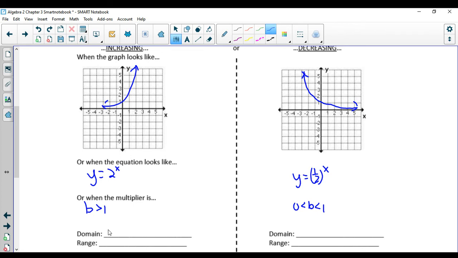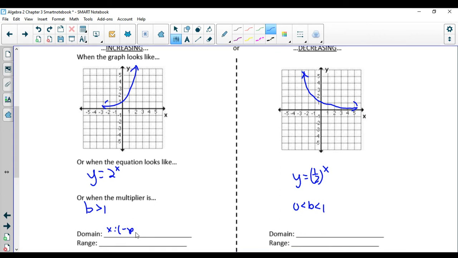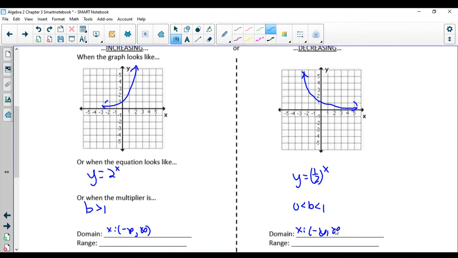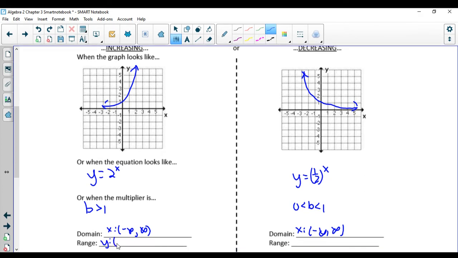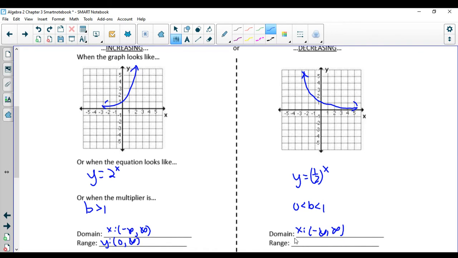Remember, all these exponentials do have the same domain and range. So our domain will be all real numbers, or negative infinity to infinity for both. And our range is the same for both. Again, our y value gets really close to 0 but never touches it. So it goes from 0 to infinity, not touching either one. So 0 is less than y, which is less than infinity. Again, because we're getting really, really close to this, but not touching it. It's the asymptote.